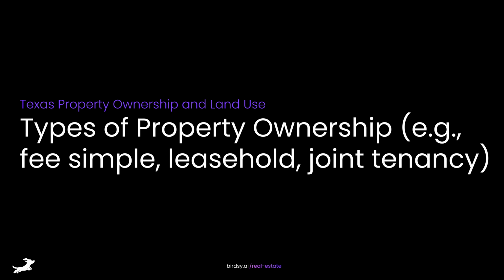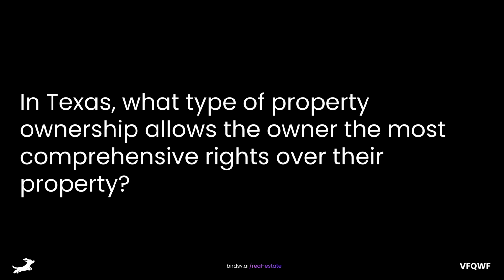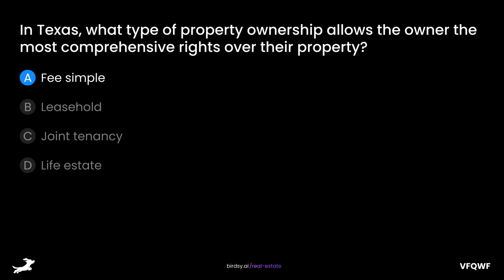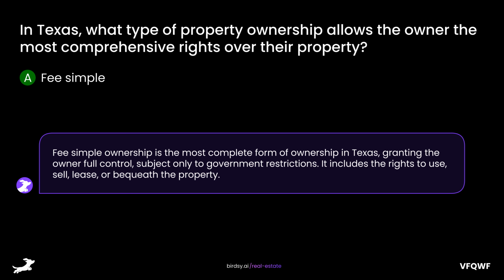Types of property ownership. In Texas, what type of property ownership allows the owner the most comprehensive rights over their property? Is it A, fee simple, B, leasehold, C, joint tenancy, or D, life estate? The answer is A, fee simple. Fee simple ownership is the most complete form of ownership in Texas, granting the owner full control, subject only to government restrictions. It includes the rights to use, sell, lease, or bequeath the property.